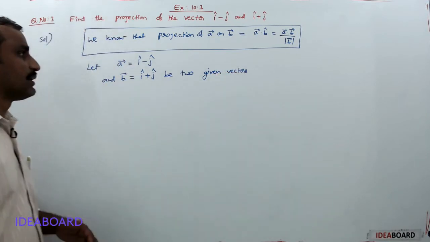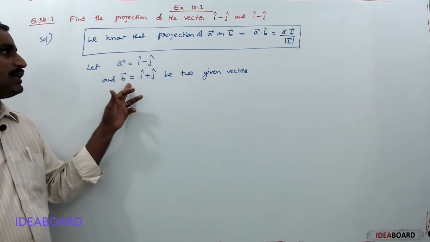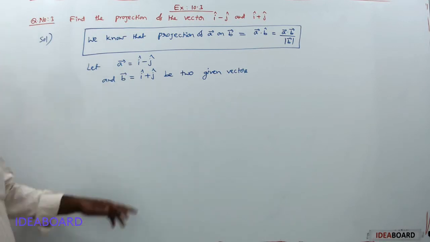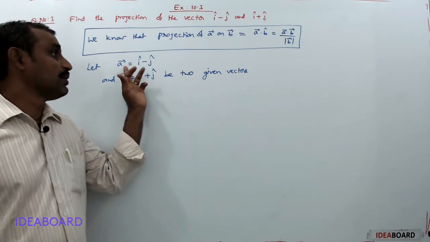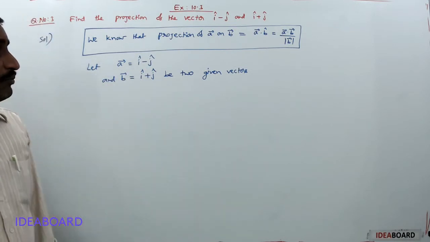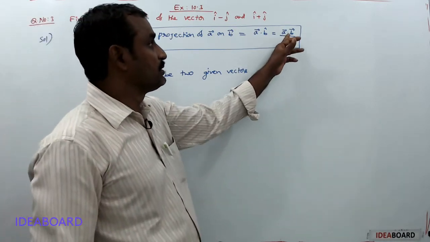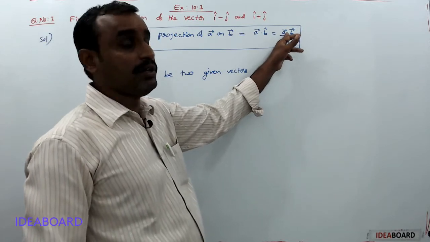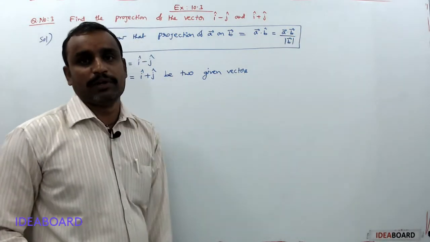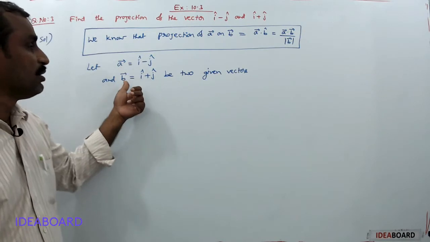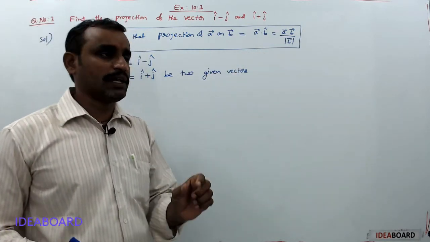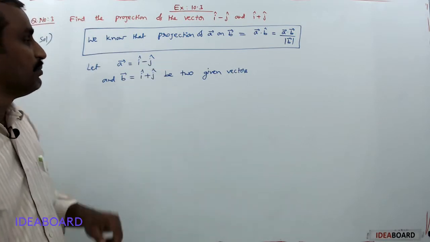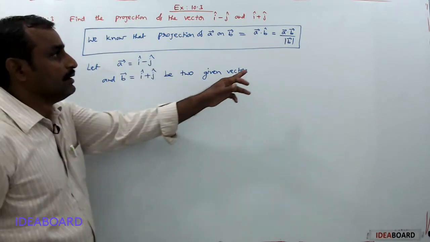These are the given vectors. One is assuming as a bar, another one is b bar. So now which value we wanted to find? Projection of the vector a bar on b bar. So now which formula is suitable to solve this question? A bar dot b bar by magnitude of b bar. We don't know a bar dot b bar value and magnitude of b bar value, so first we will calculate a bar dot b bar and magnitude of b bar.